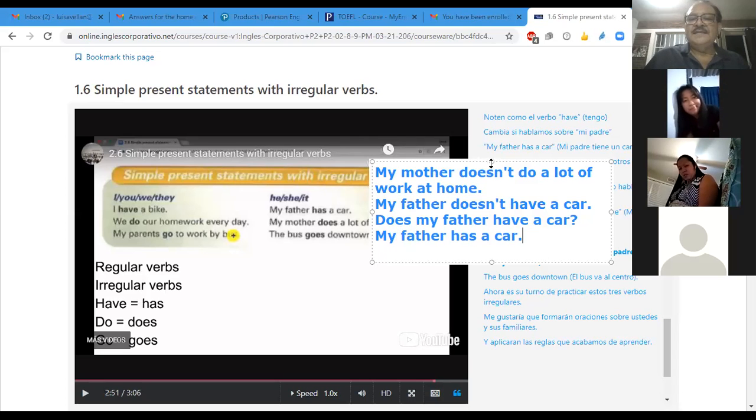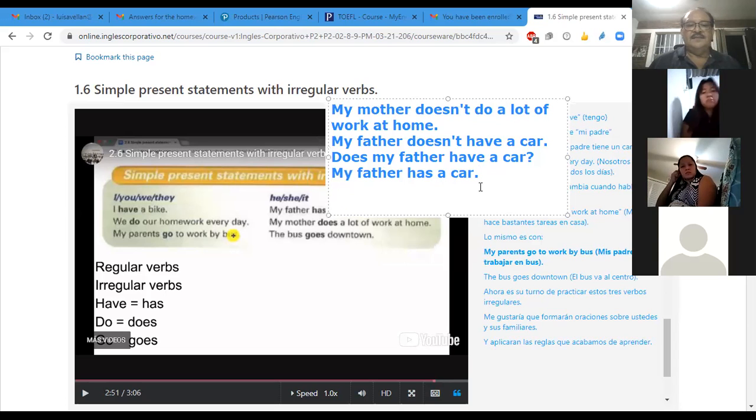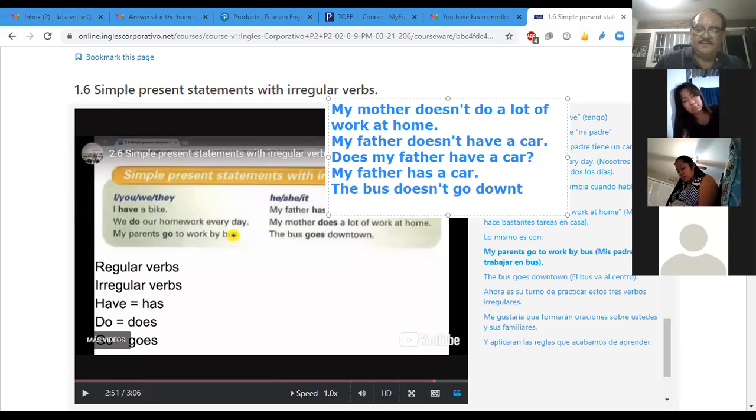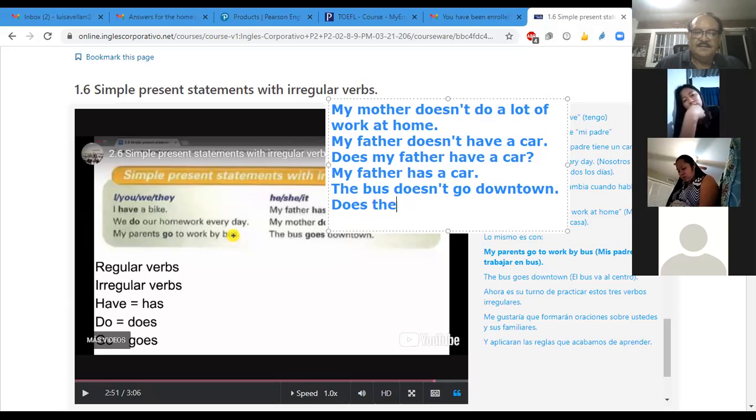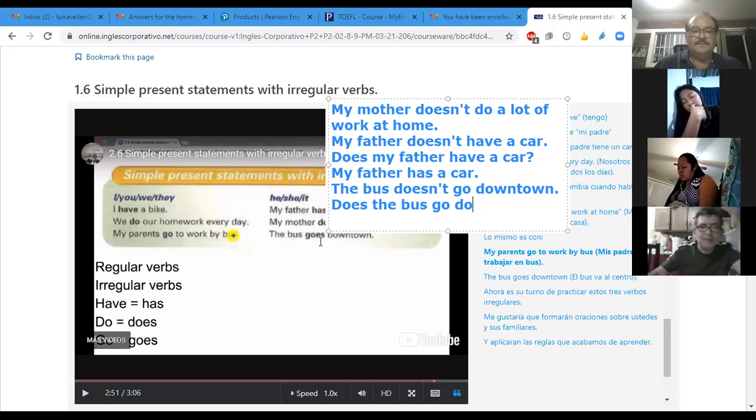Okay. And then the same happens with the verb go. This bus goes. The negative, the bus doesn't what? Go. Okay, the bus doesn't go downtown. Question, does the bus go downtown? Downtown.